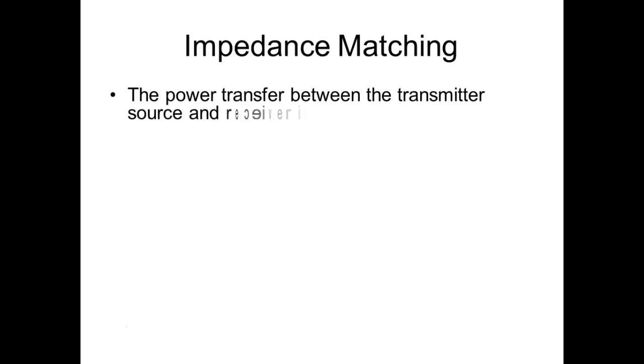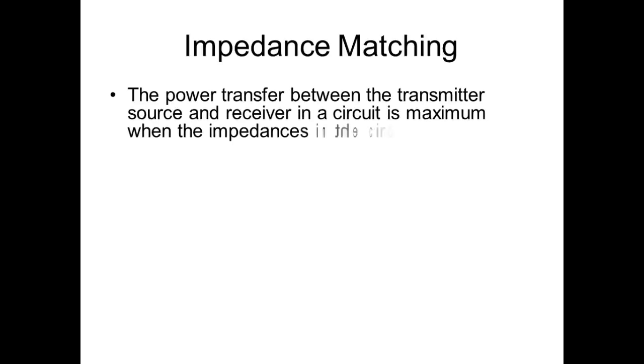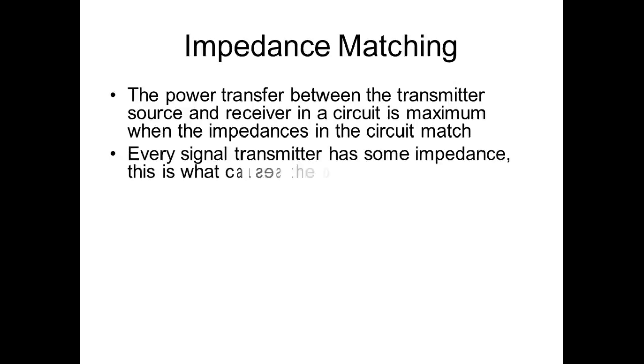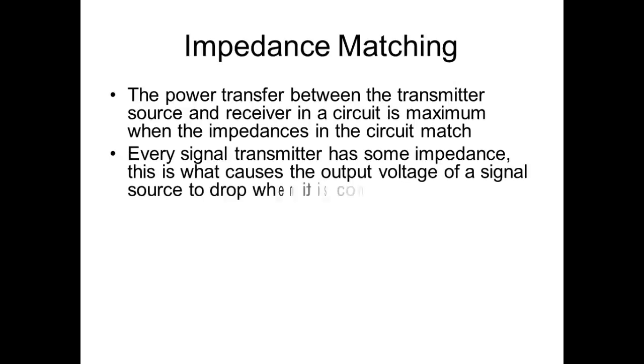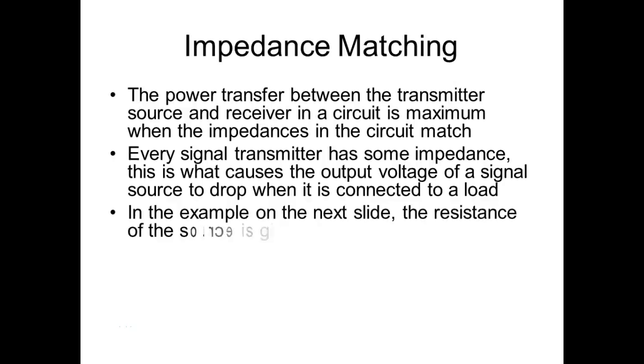Power transfer between the transmitter and receiver in a circuit is maximum when the impedance in the circuit, when all the impedance is in the circuit. Every signal transmitter has some impedance that is what causes the output voltage of the signal to drop when they're connected to a load. Example on the next slide, and what we're going to do on this one is we're going to use resistance, because y'all have had DC and y'all understand. But what you've got to do is we can replace this resistance with impedance, right?